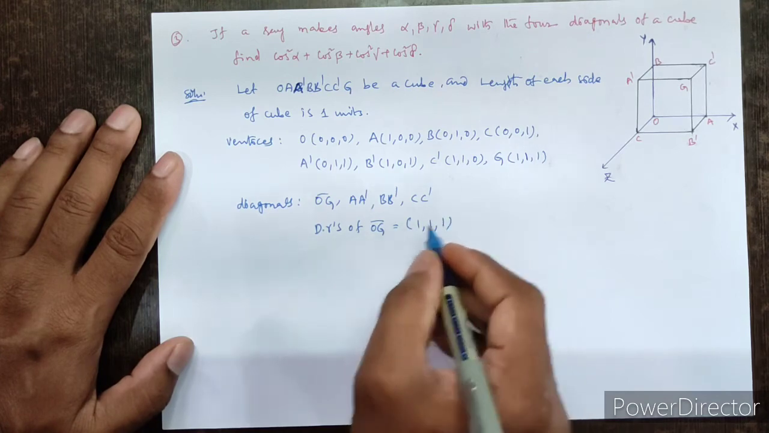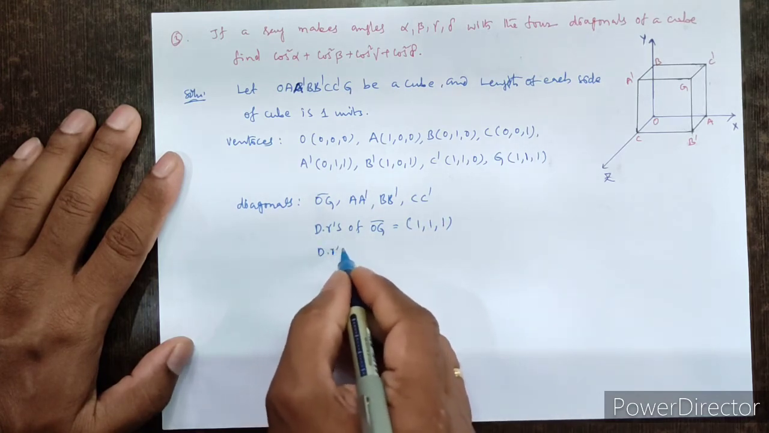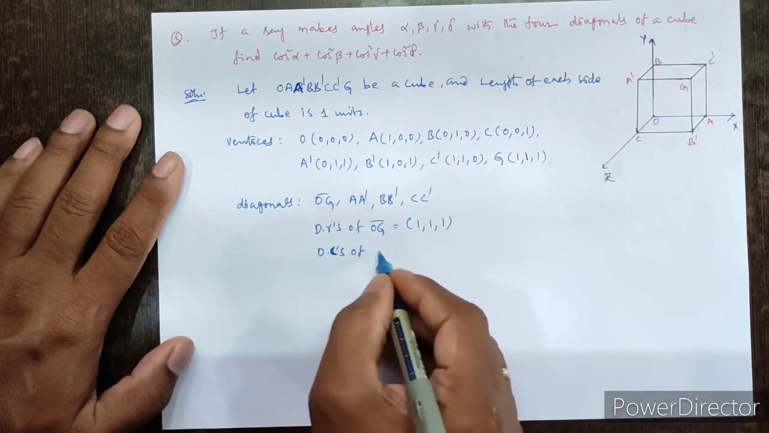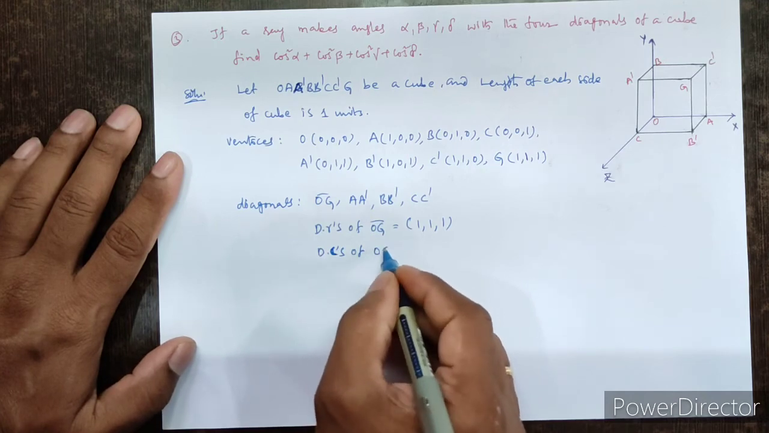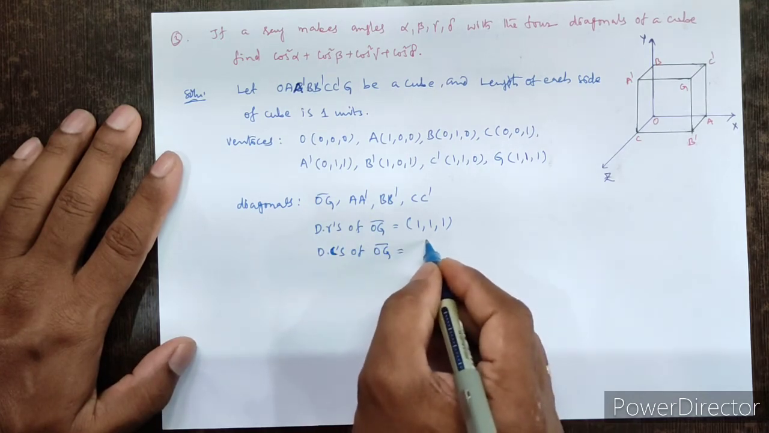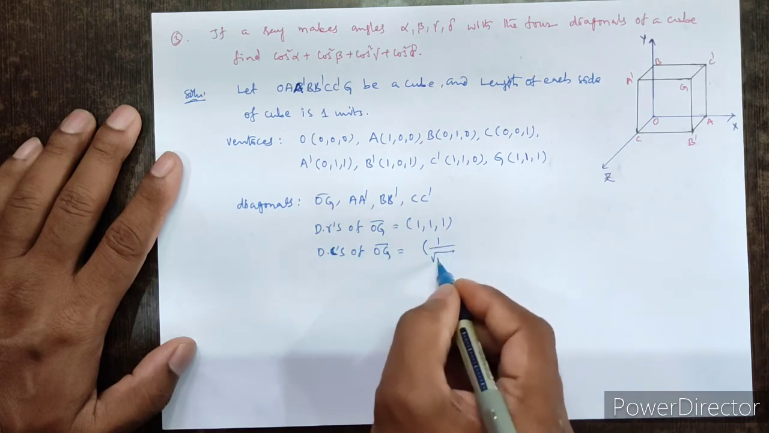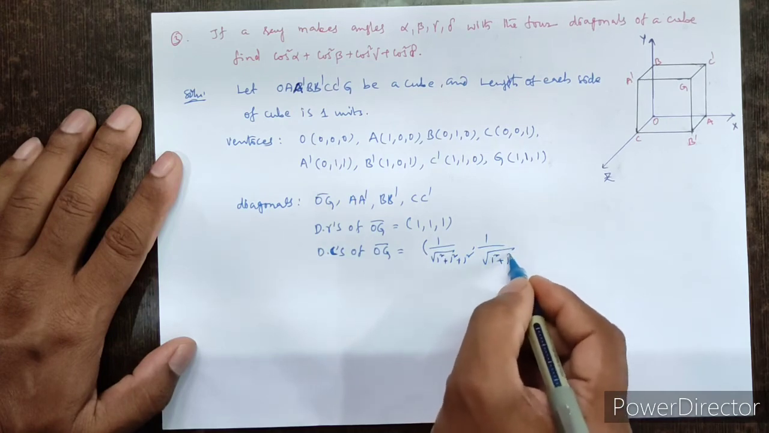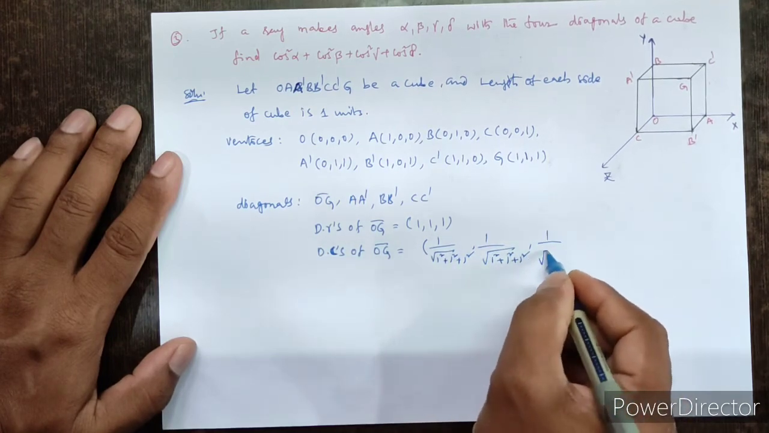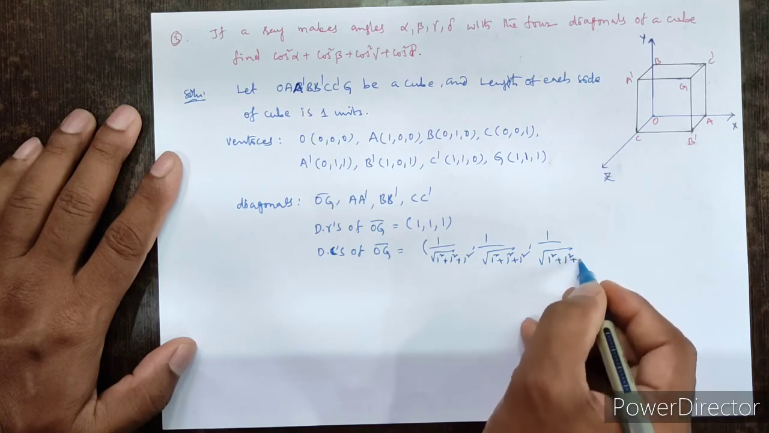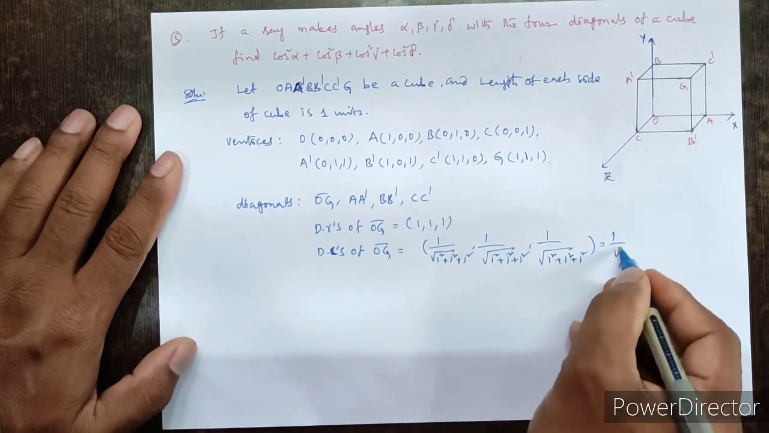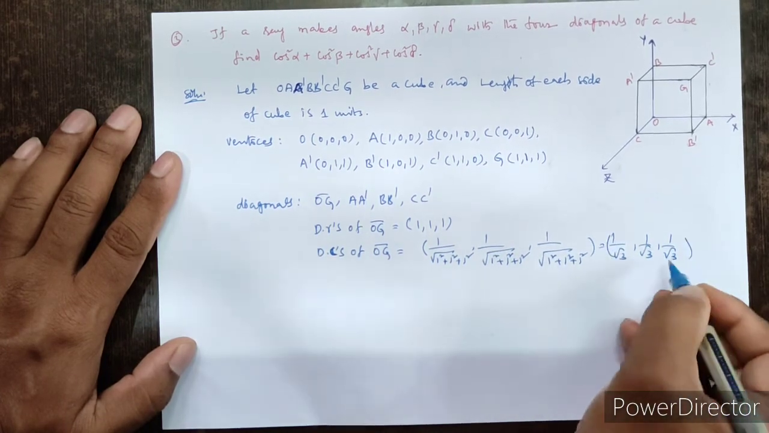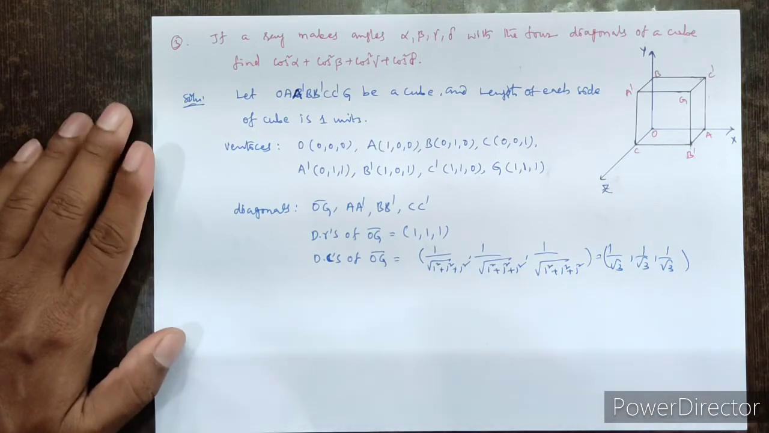Direction ratios 1 comma 1 comma 1, and direction cosines of OG: 1 by root of 1 square plus 1 square plus 1 square, 1 by root of 1 square plus 1 square plus 1 square, 1 by root of 1 square plus 1 square plus 1 square, that is nothing but 1 by root 3 comma 1 by root 3 comma 1 by root 3 are the direction cosines of the OG diagonal.